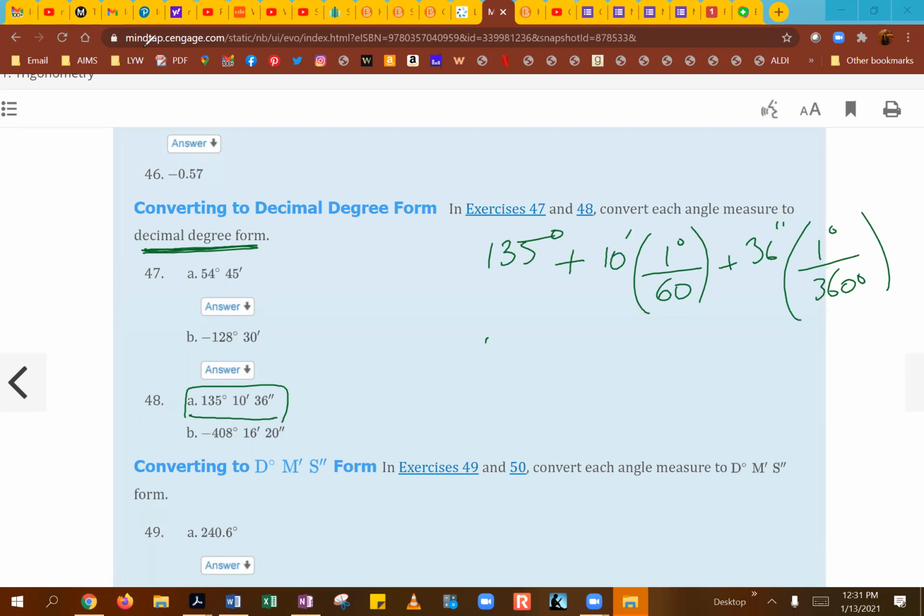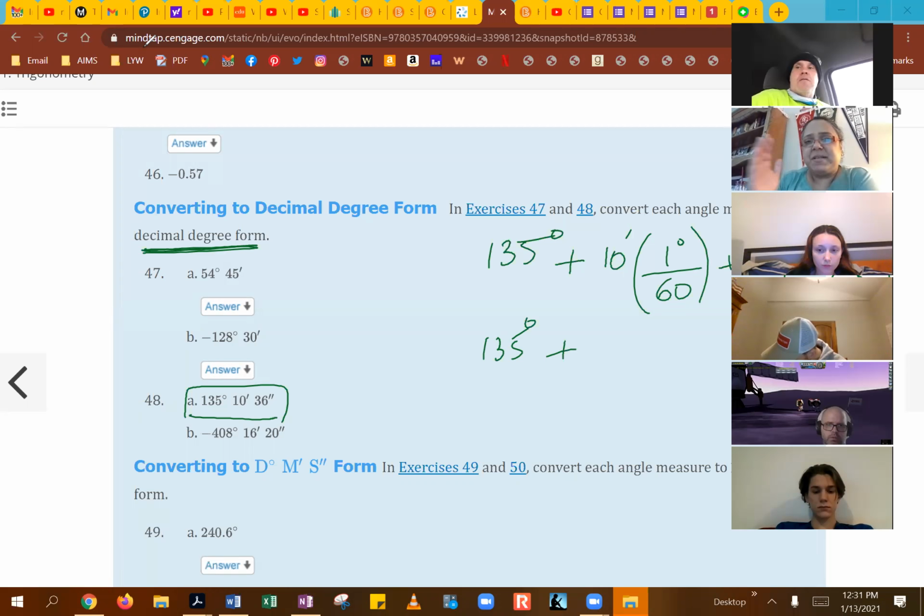That 135, like I was telling you, will stay the same. So keep that guy as it is. What do you think our 10 multiplied by 1/60 will come out to be? And same thing, 36 multiplied by 1/3600. Go ahead.